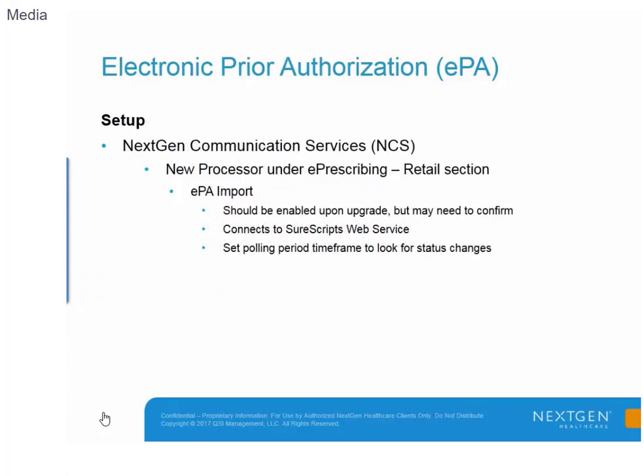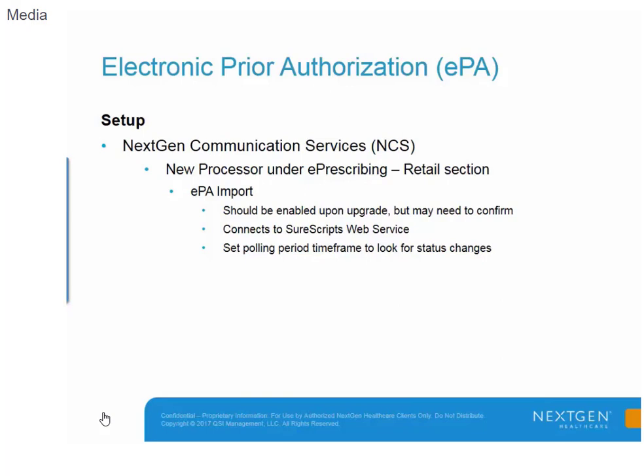And then also for some of you on the back end side, this is where the next-gen communication services really plays a big part here. There's a new processor under e-prescribing retail, and it's called EPA import. It should be enabled upon upgrade, but you might want to confirm it. So if you have users that can access this, make sure they check. Otherwise, if you're hosted, go through your hosting service. And this is what connects to that SureScripts web service. So it can't function without this processor.